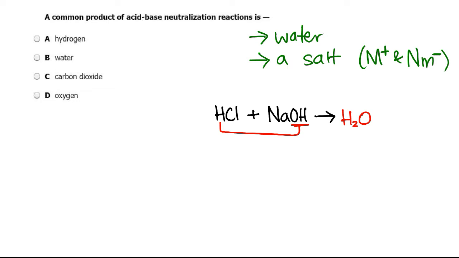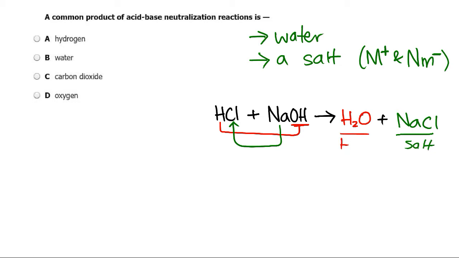And then with that, you get your salt, which is NaCl. Remember that the positively charged ion comes first, so that's going to be written as NaCl. Regardless of the order it is given in the problem, this is going to be your salt, and this is going to be your water.